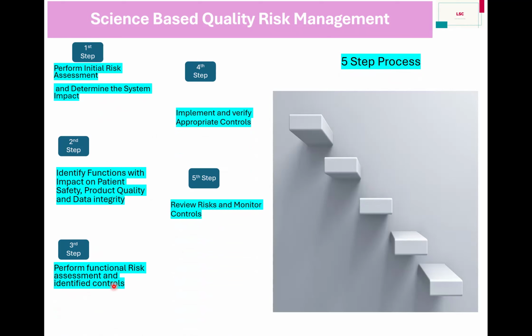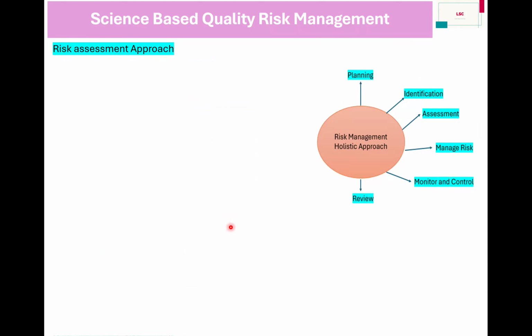Then you perform the functional risk assessment, where you identify all the controls related to the function of your computerized system. Then how you implement that and how you verify the appropriate control. And the fifth one is the review part, how you review and monitor that. So these are the 5 simple steps that we have to remember in the overall life cycle of your computerized system. Then the risk assessment approach, how can you identify?